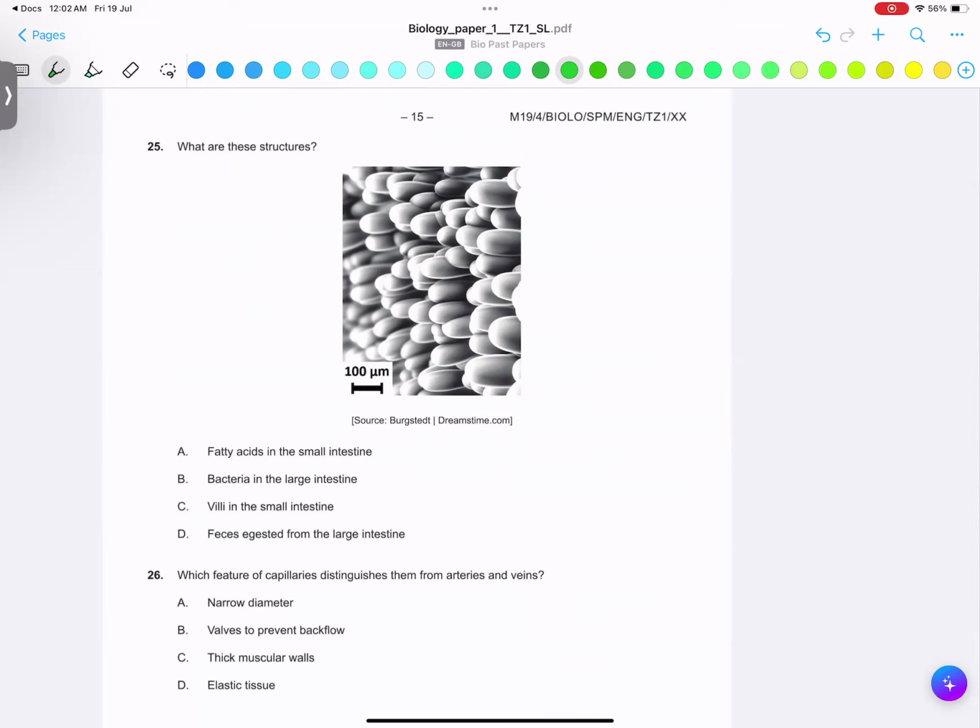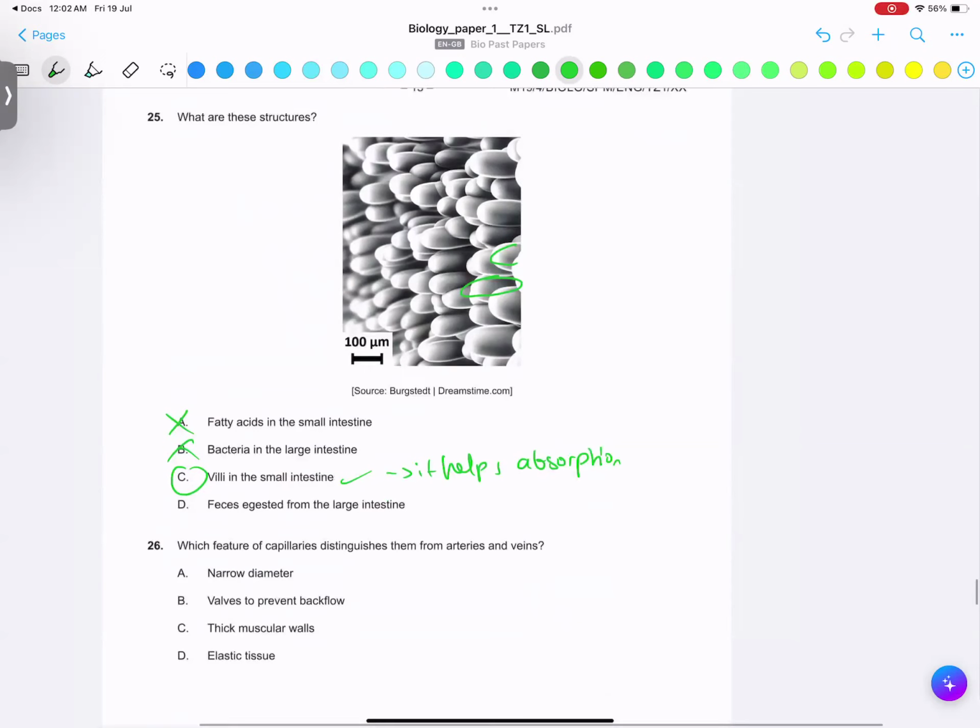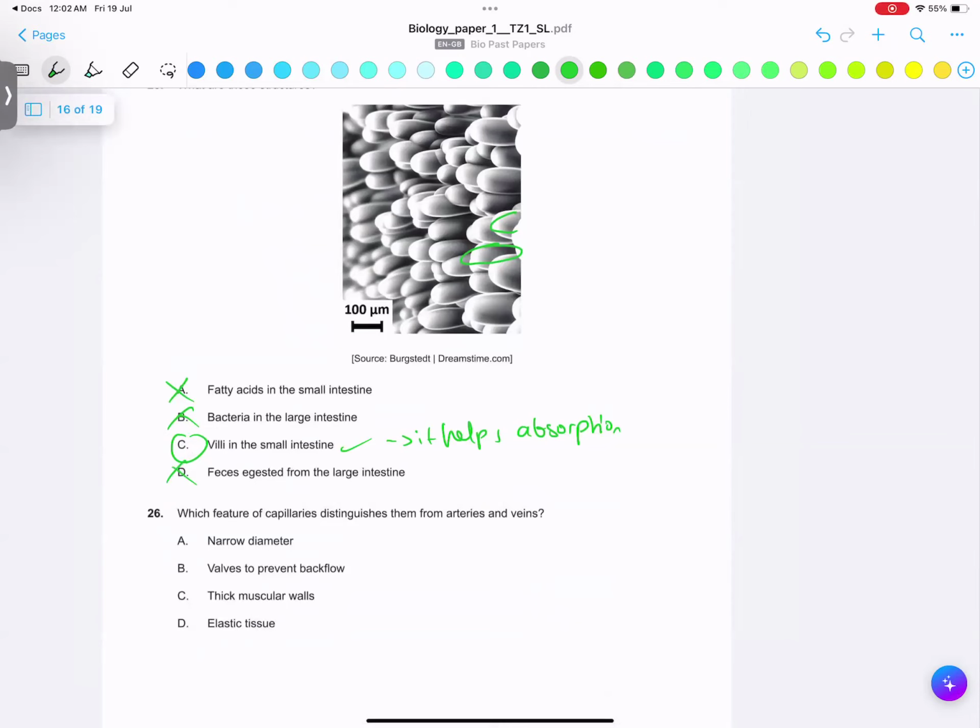What are these structures? Fatty acids in the small intestine, no, because they don't have this shape, they don't have the structure, because these are kind of spiky, a bit pointy. Bacteria in the large intestine, no. Villi in the small intestine, yes, just because it helps absorption. And then you have feces ingested from the large intestine. No, these are not feces. This is false, because they have a size for a reason and they're pointy this way, and the feces can't be this much in size.